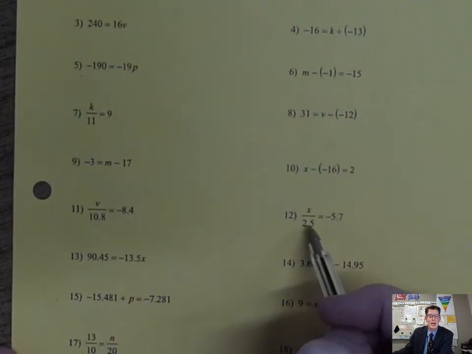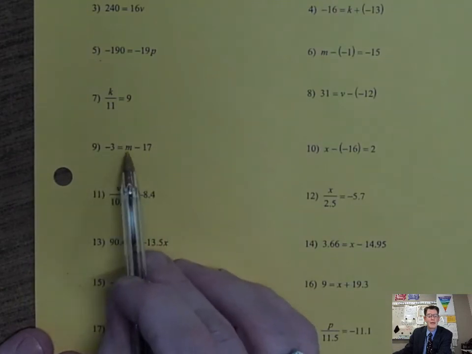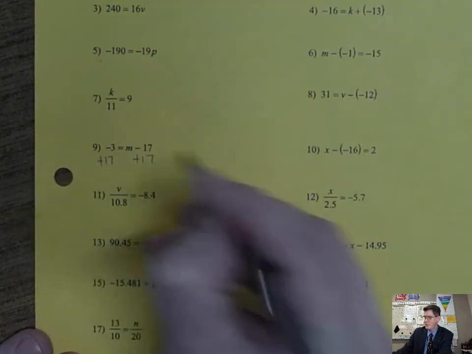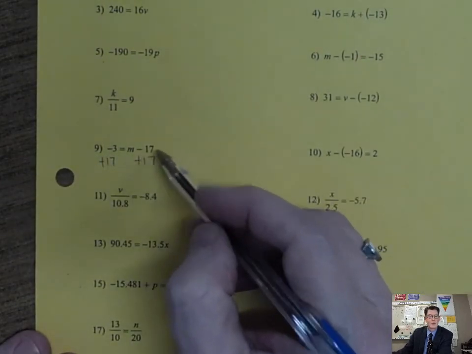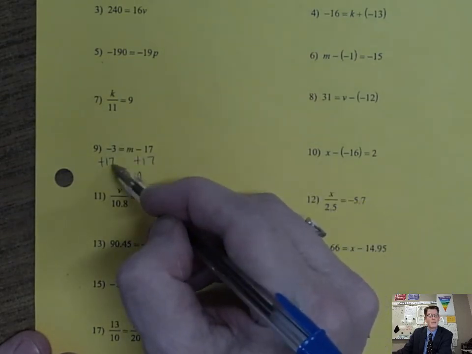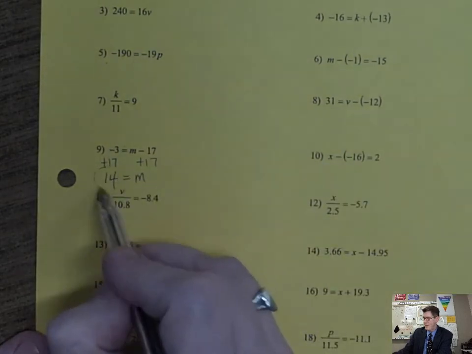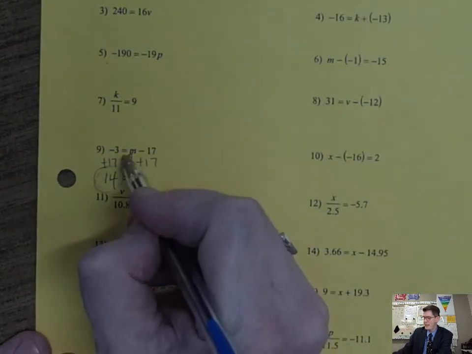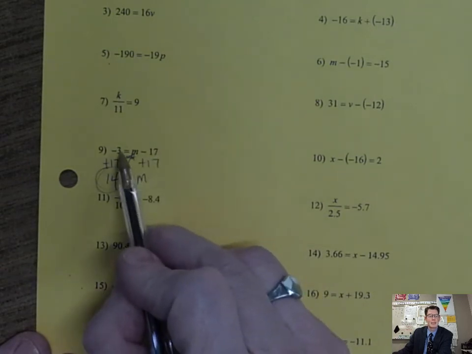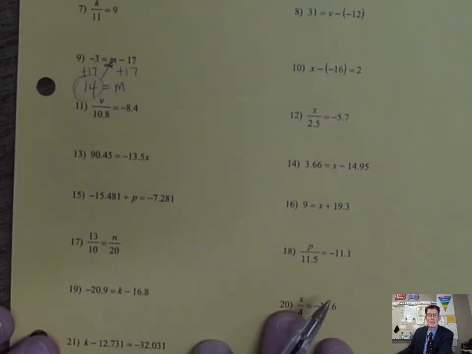Let's do this one right here. -3 is m minus 17. So if I add 17 to both sides, this goes to 0. So I'm left with just plain old m equals whatever -3 plus 17 is. Put that in your calculator to find out that it's 14. And then put that 14 back into m. 14 minus 17, check and see if it equals -3. It does, so we know we did it right.